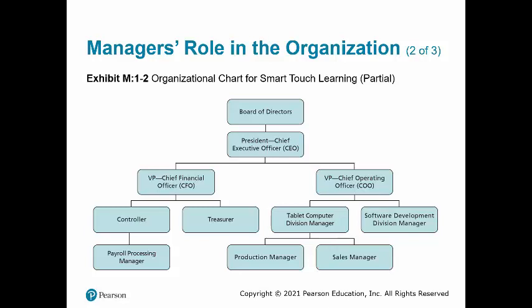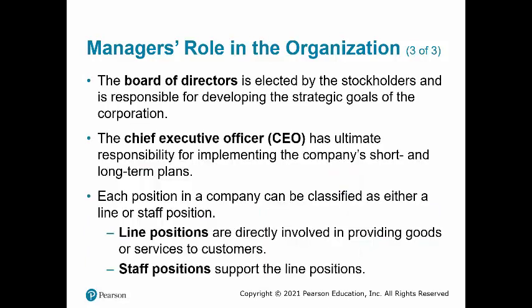Then under the chief operating officer would be two division managers, one for manufacturing and selling the tablet computers, and then a software development division manager. So that just shows who reports to which manager and what that manager is responsible for within the Smart Touch Learning organization. So in that organizational chart at the top, we saw the board of directors.